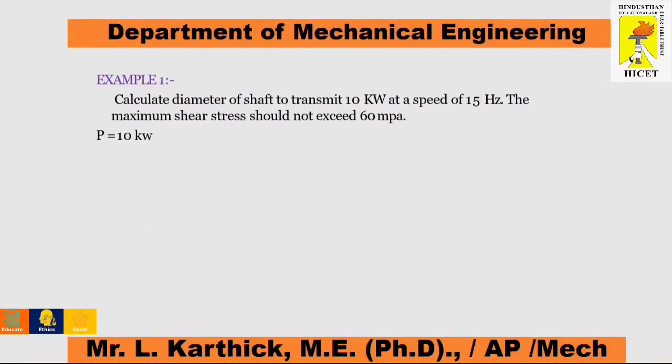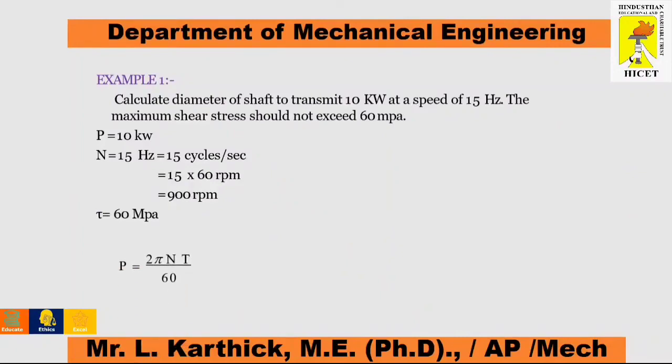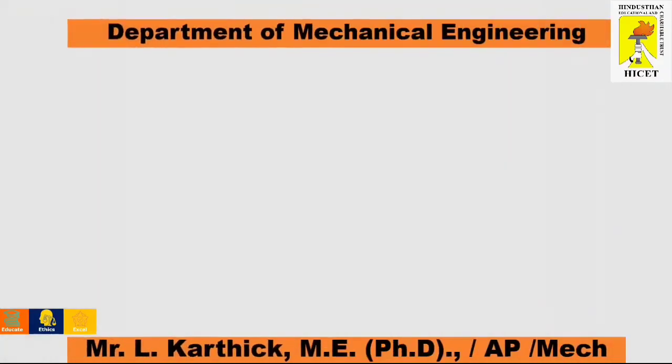Let me take the solution. First, let me note down the given data. Power equal to 10 kilowatt and speed n equal to 15 hertz, which is 15 cycles per second. Converting to RPM, 15 into 60 gives 900 RPM, and tau equal to 60 megapascal. The formula for power is P equal to 2 pi NT by 60. Since we know all the values other than the torque, we apply the values and get T equal to 106.10 Newton meter.